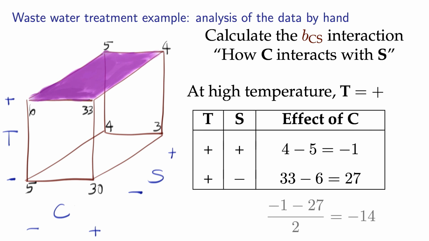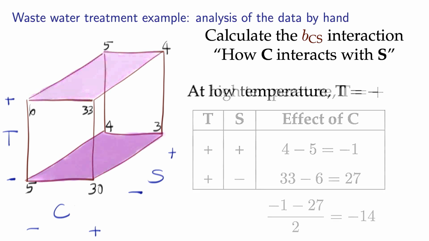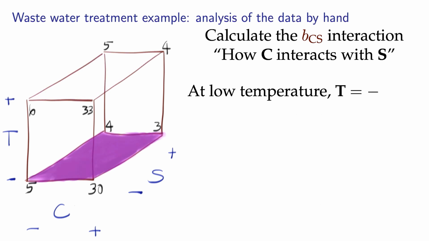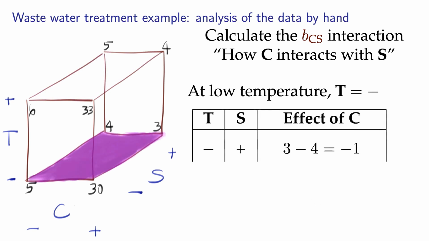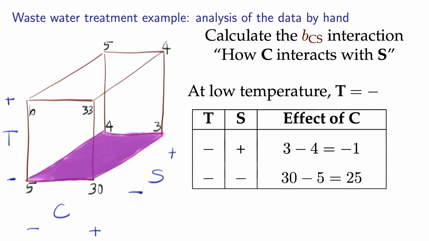As you remember, interactions are always reported as half the difference going from high to low. In other words, that's minus 1, minus 27, which equals minus 28, and half of that is minus 14. Let's report that at the lower temperature. The difference due to C at high speed is 3 minus 4. The difference due to C at low speed is much greater, 30 minus 5. Report half the value from high to low, and that is minus 1 minus 25, which equals minus 26. Dividing that by 2 gives minus 13.